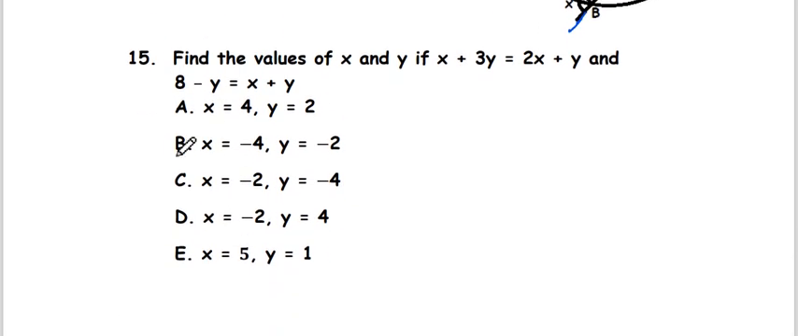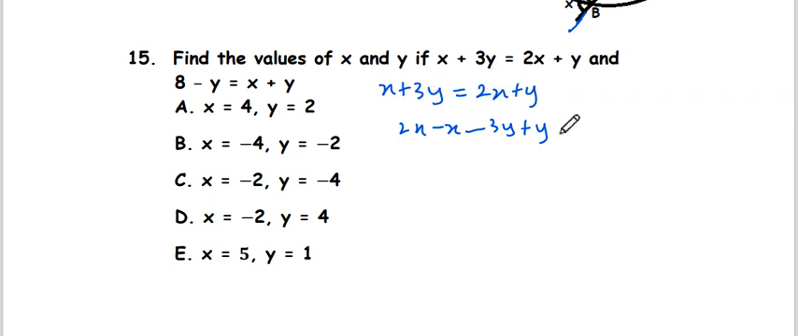Number 15, find the values of x and y if x plus 3y is equal to 2x plus y. So this is the same as 2x minus x minus 3y plus y. We're bringing everything to the right hand side now, is equal to 0. So this is x minus 3y plus y, that's 4y, equals 0. Let's call this equation 1.